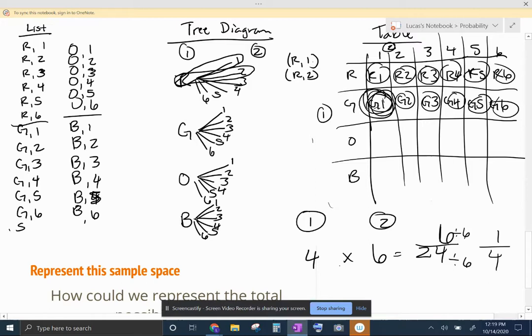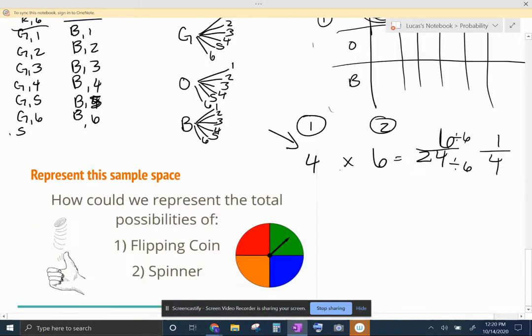Okay. And that's why representing this sample space is important, because if you forget this, hopefully you're learning this, multiplication here of the sample space possibilities gives you your denominator, your total possible outcomes. If you forget that, you can always refer back to this tree diagram, table, and list.